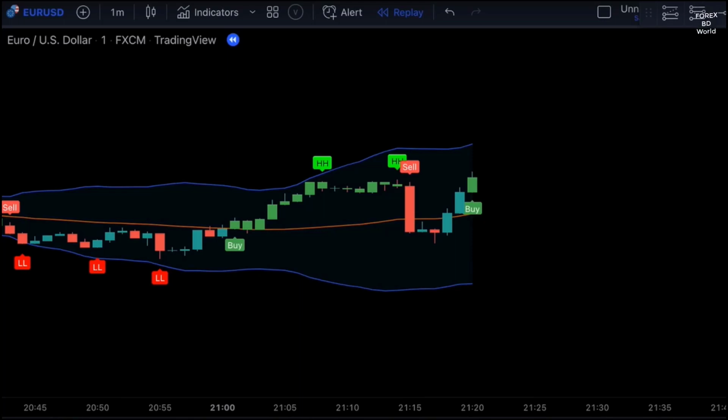There are three criteria. For example, the UT bot indicator should have a buy signal at the beginning. Second, the higher high indicator should cross the market recent HH level, and the market will cross the middle band of the Bollinger Band indicator, but not cross the upper band. If these three things are correct, then you can take a buy entry.